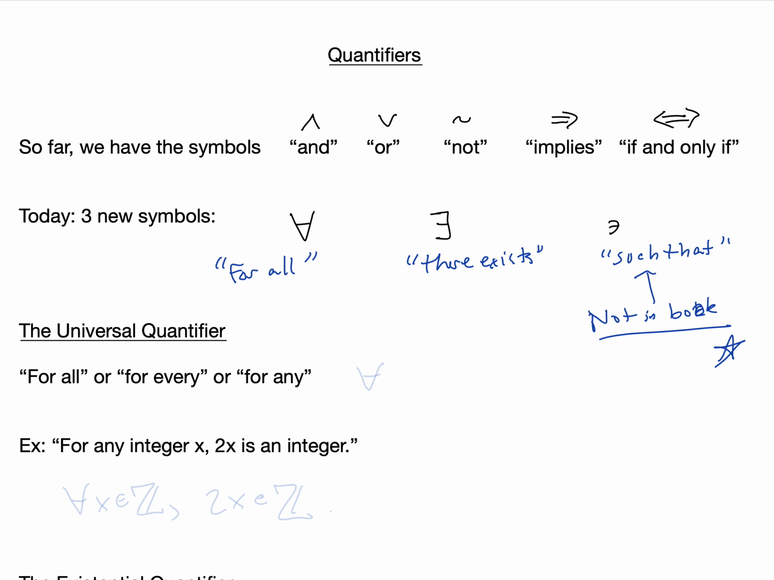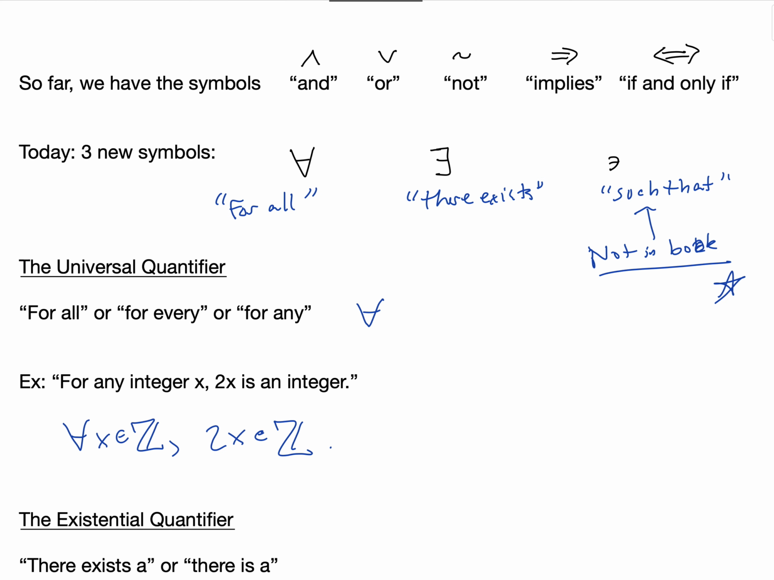So the first one we're going to look at is the universal quantifier, and that universal quantifier, again, is that upside down A. This upside down A means for all, or for every, or for any. So to use it in a sentence, for example, we could say, for any integer x, 2x is an integer. For any x in the integers, 2 times x is also in the integers. That's a true statement, and that's how we could write that.